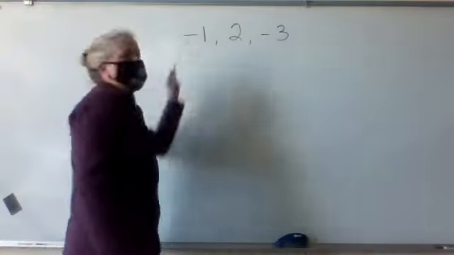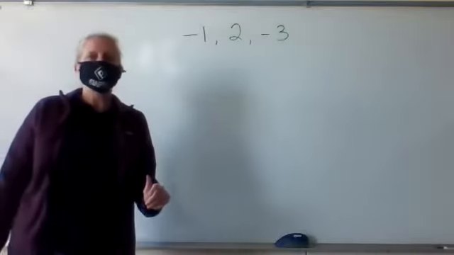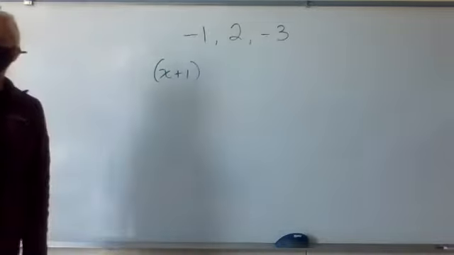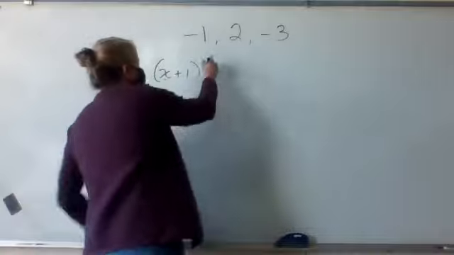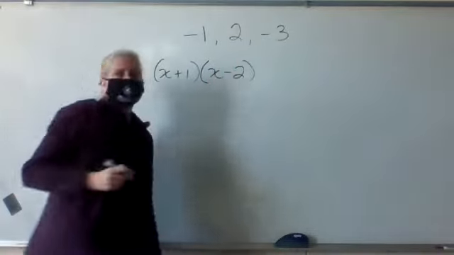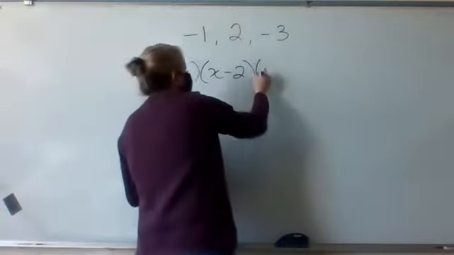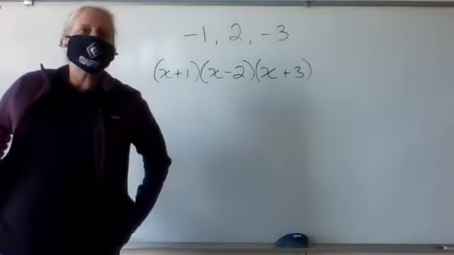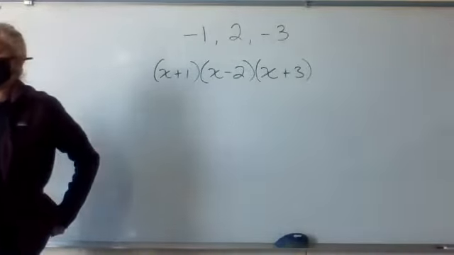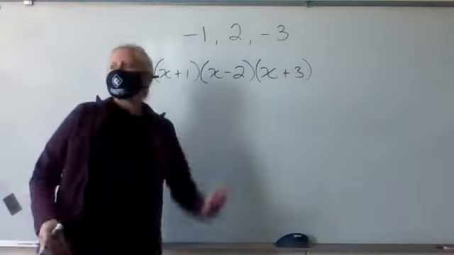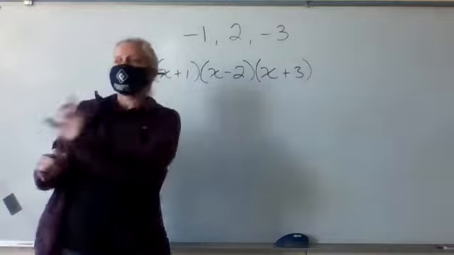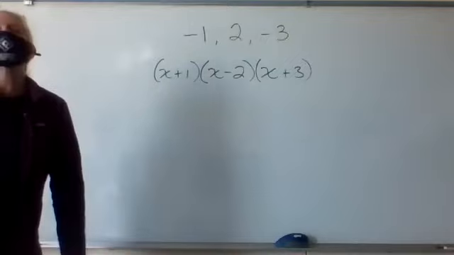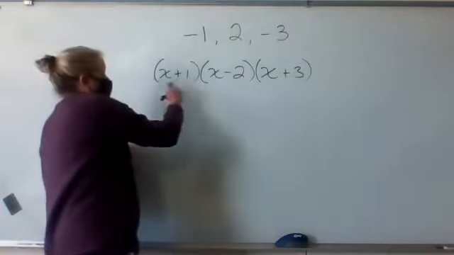Well, if -1 is a 0, what factor did it come from? x plus 1. That's right, x plus 1. If 2 is a 0, it's because it came from x minus 2. And if -3 is a 0, it's because it came from x plus 3. Now, here is where this section gets very tedious, because now I have to multiply all 3 of those factors together to come up with the polynomial function all the way written out. So a lot of foiling. You can do it in any order.